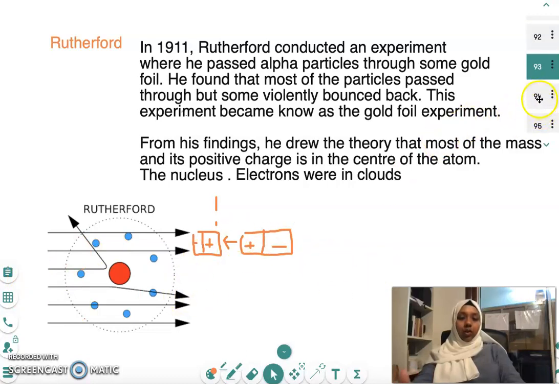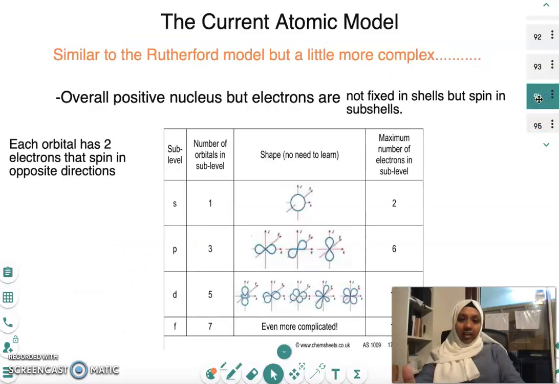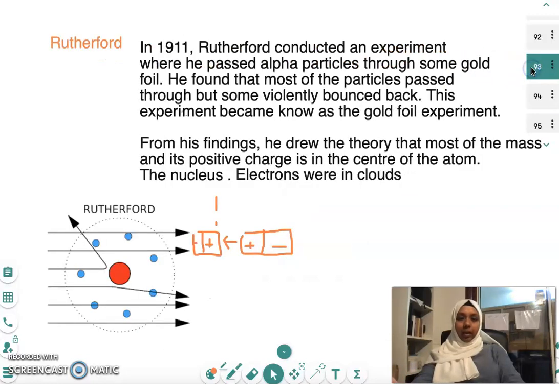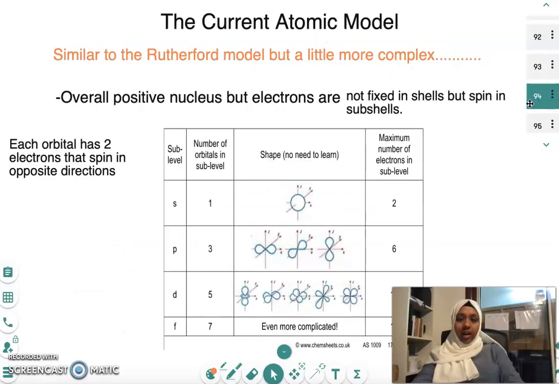Okay, now moving on to the next theory. That's the current atomic model. As I've written here, it's similar to the Rutherford model, but slightly more, it shouldn't have said complex, my mistake, slightly more different. We've got the positive nucleus. However, electrons are not floating in clouds in this model. In the current model we have, the electrons are actually spinning in subshells. Okay, this is a new concept.